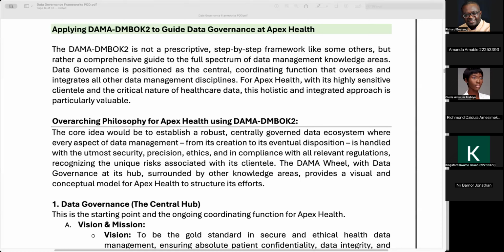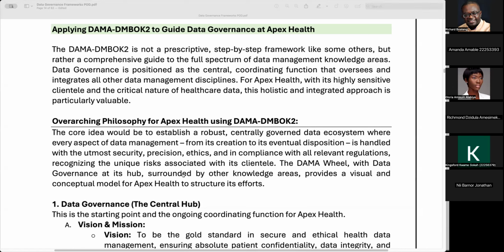Exactly. Its overarching philosophy for Apex Health would be to establish a thoroughly integrated, centrally governed data ecosystem. The goal: to ensure every single activity involving data, from, say, recording a routine vital sign to archiving highly sensitive presidential medical records, is handled with the absolute highest standards of security, precision, ethics, and complete compliance with Act 843. And this has to happen while explicitly acknowledging and mitigating the unique risks associated with their high-profile clientele. Data governance acts as the central coordinating hub for everything data-related.